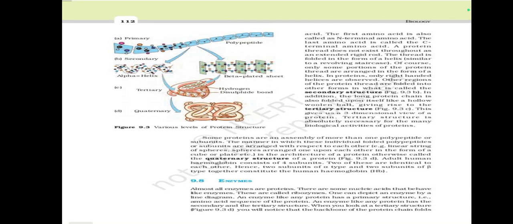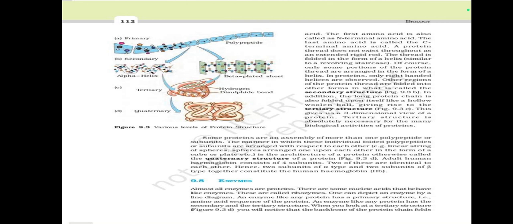The thread is folded in the form of a helix, similar to a revolving staircase. Of course, only some portions of the protein thread are arranged in the form of a helix, and in proteins only right-handed helices are observed. Other regions of the protein thread are folded into other forms, in what is called the secondary structure.